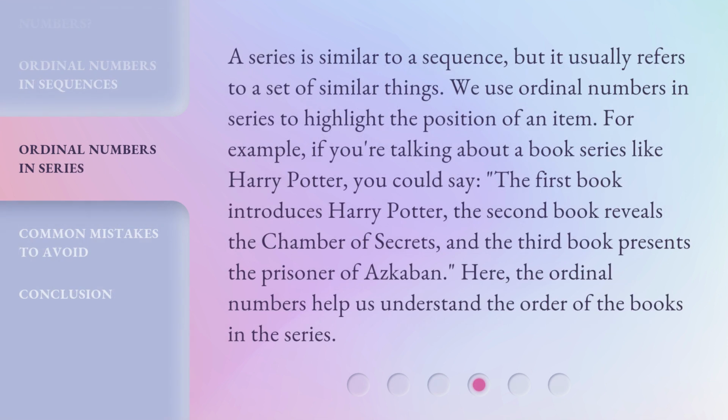A series is similar to a sequence, but it usually refers to a set of similar things. We use ordinal numbers in series to highlight the position of an item. For example, if you're talking about a book series like Harry Potter, you could say, the first book introduces Harry Potter, the second book reveals the Chamber of Secrets, and the third book presents the Prisoner of Azkaban. Here, the ordinal numbers help us understand the order of the books in the series.